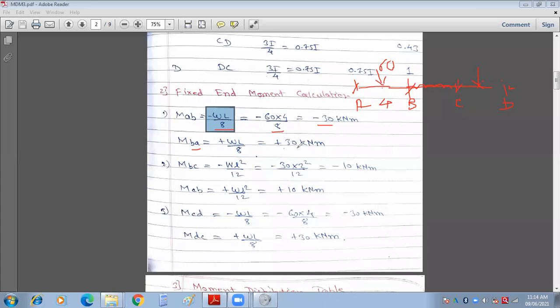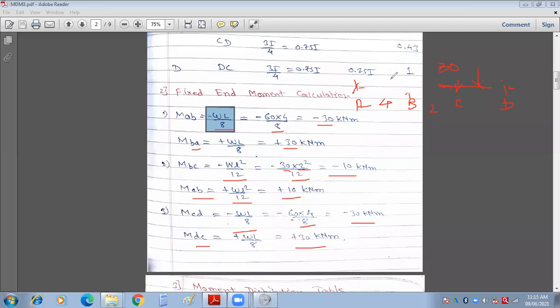For BA this value is plus 30. Similarly for BC there is a UDL, the intensity of this UDL is 30, and the span of this member is 2 meter. Therefore WL square by 12 is the fixed end moment for the UDL. The intensity is 30, span is 2, so 30 into 2 square divided by 12, the value is minus 10. Similarly for CB, the value will be plus 10. For CD, there is a point load, therefore WL by 8: putting the values, 60 into 4 divided by 8, it becomes minus 30. And for DC, it is plus 30.